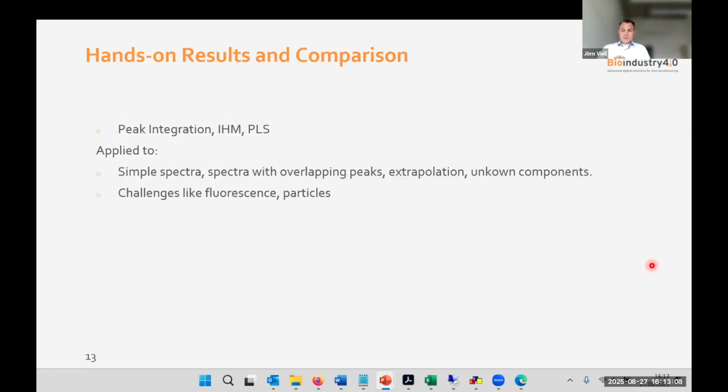This is what in the remainder of this talk I'd like to show you briefly as a hands-on comparison here of results.